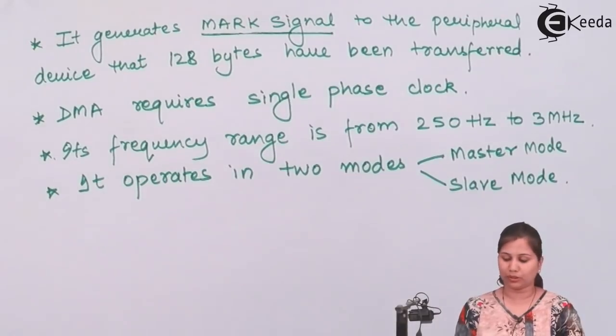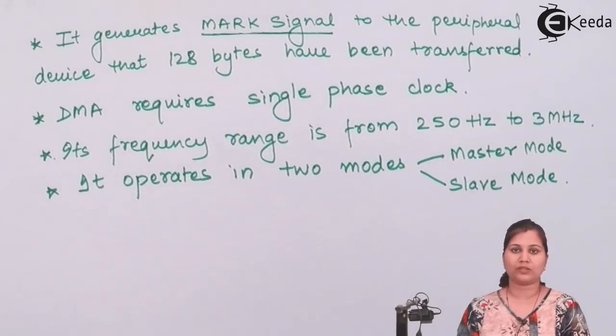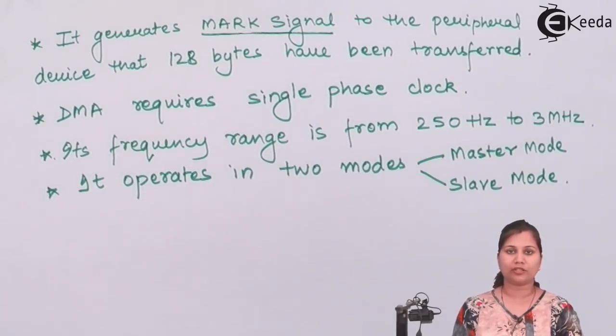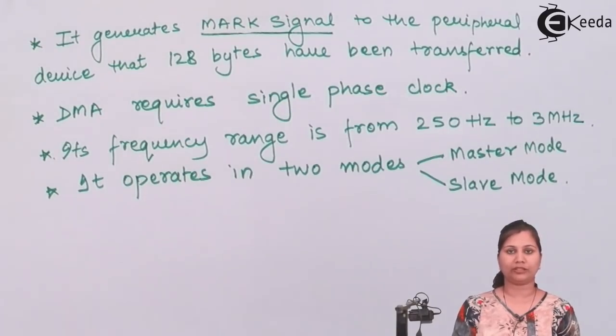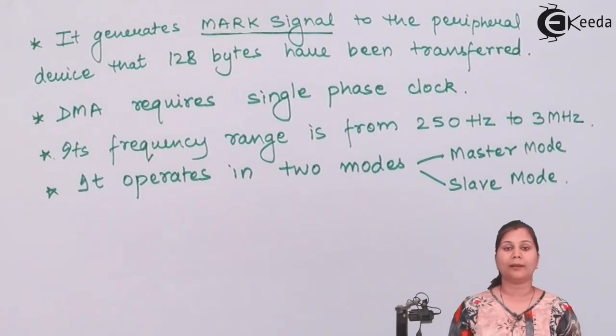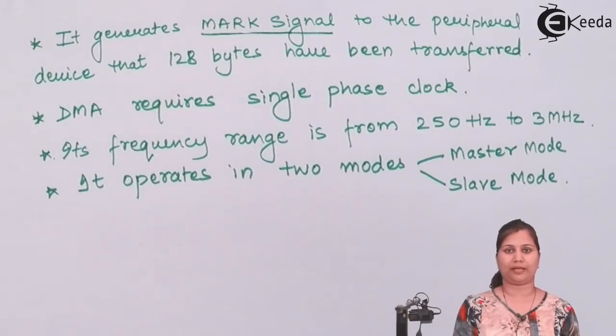Now the DMA controller operates in two modes, which are known as the master mode and the slave mode. These are the two modes in which the DMA operates. In the master mode, the control of the buses is with the DMA, and the DMA is going to transfer the data from the microprocessor to the input output device or vice versa. It means the control of the buses of the microprocessor is with the DMA. So DMA is controlling the data transfer basically, and it's the master. That is why this mode is known as the master mode.